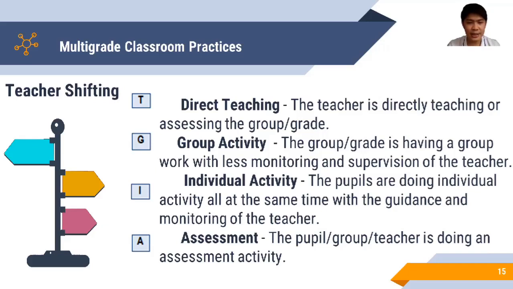These are the icons the teacher uses in lesson planning to easily shift from one grade level to another. T stands for direct teaching, meaning the teacher is there. G stands for group activity. The learners are doing their group activity. And I stands for individual activity. The teacher is with them, of course, and then A for assessment. So these are the letter icons used in the lesson plan of a multigrade class so the teacher is easily directed when to move from one grade level to another, the shifting process, TGIA.